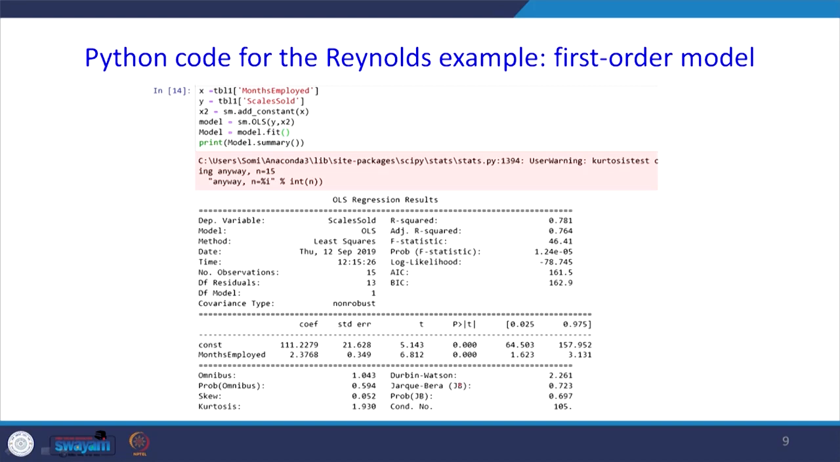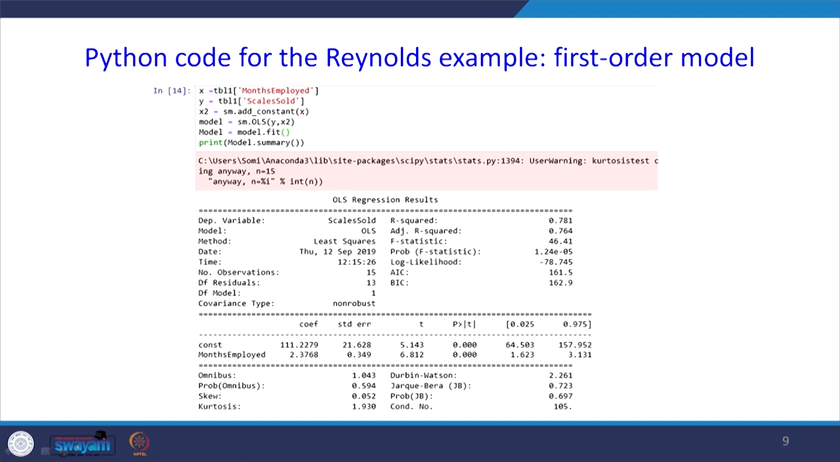So, x equal to TB1 months employed is my independent variable, and y equal to TB1 in square brackets, scale sold, is my dependent variable. I am going to add x2 equal to sm.add_constant, so that in my regression model I will get a constant. So, model equal to sm.OLS, OLS is the ordinary least squares method, y is the dependent variable, x2 is the independent variable, because in x2 I am going to have the x variable also. So, model equal to model.fit, then print model.summary.